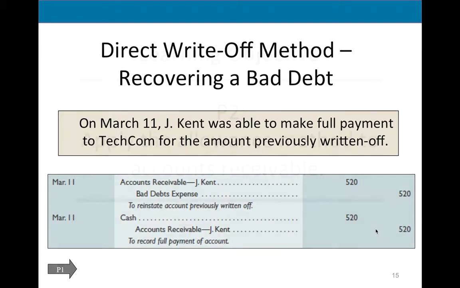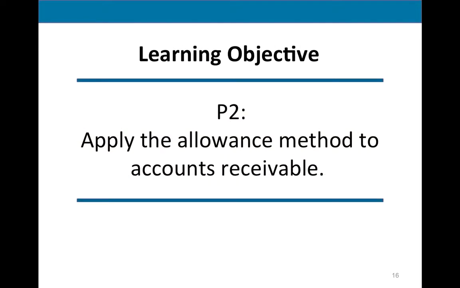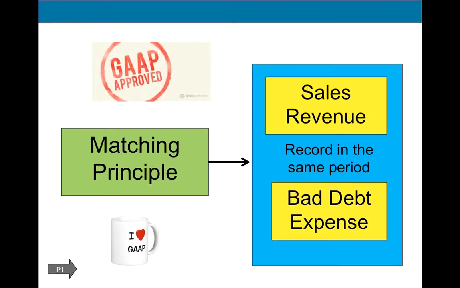Okay. So this should make sense. And now let's focus on the main method we're going to be using. So that's what's going to be mostly on your test, in your homework. Very little about the direct write-off and a lot about the allowance method, because this method follows the matching principle. We love it. It's GAAP approved. And guys, we are matching and recording the sales revenue and the bad debt expense in the same period.